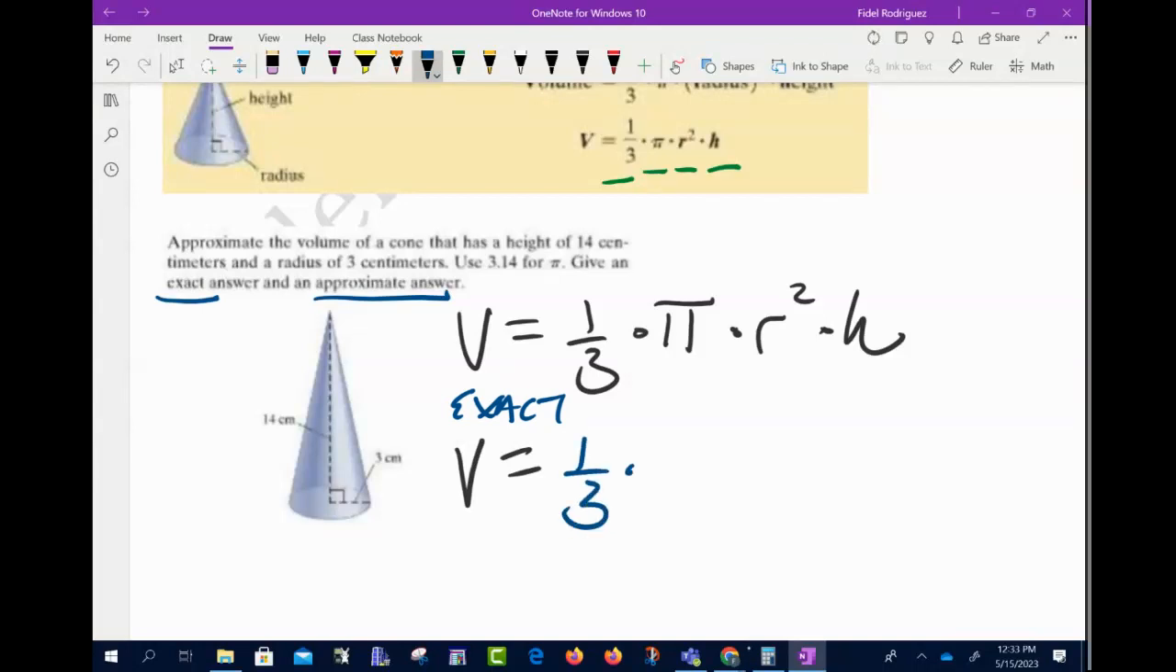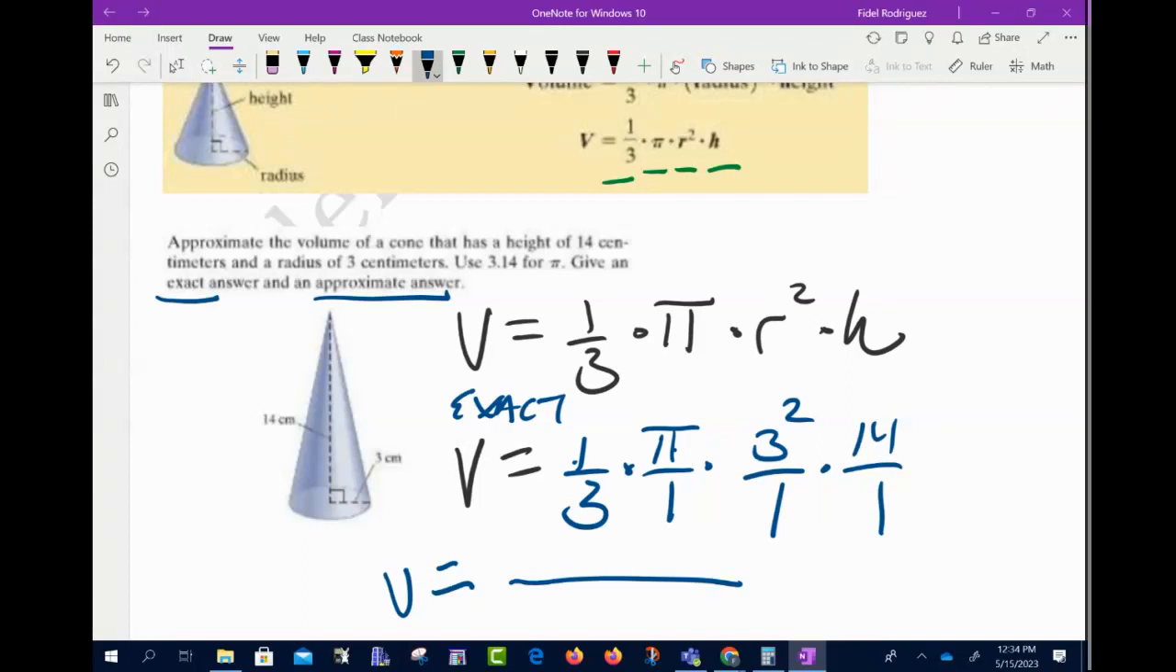I'm going to go 1/3. Since I have a fraction here, I'm going to think of this pi as pi over 1. What is my radius in this problem? We're going to go like this, 3 squared over 1. I'm thinking of everything as being over 1 because I have a fraction. Times the height. What's the height of that cone? 14 over 1 again. Now we're just going to go real slow here.